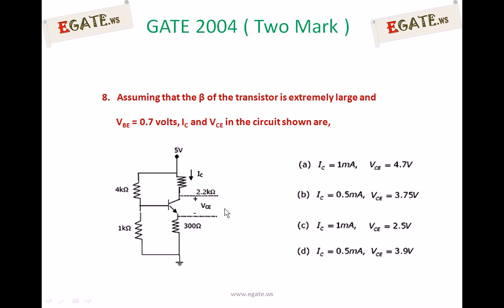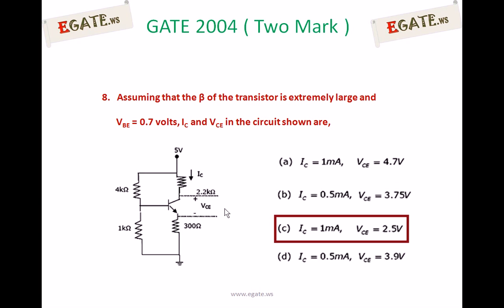A. IC is 1 milliampere, VCE is 4.7 volts. B. IC is 0.5 milliamperes, VCE is 3.75 volts. C. IC is 1 milliampere, VCE is 2.5 volts. D. IC, that is collector current, is 0.5 milliamperes, VCE is 3.9 volts. Out of the options, the correct one is C. IC is equal to 1 milliampere and VCE is equal to 2.5 volts for the given diagram.